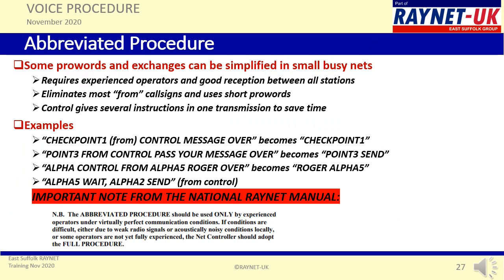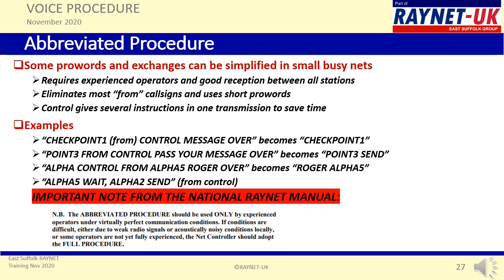In small nets with experienced operators, we use abbreviated procedure to speed up the transfer of information. This requires experienced operators and good reception between all stations. We eliminate most of the "from" in call signs and use versions of pro words, and control stations may give several instructions or messages in one transmission to save time.